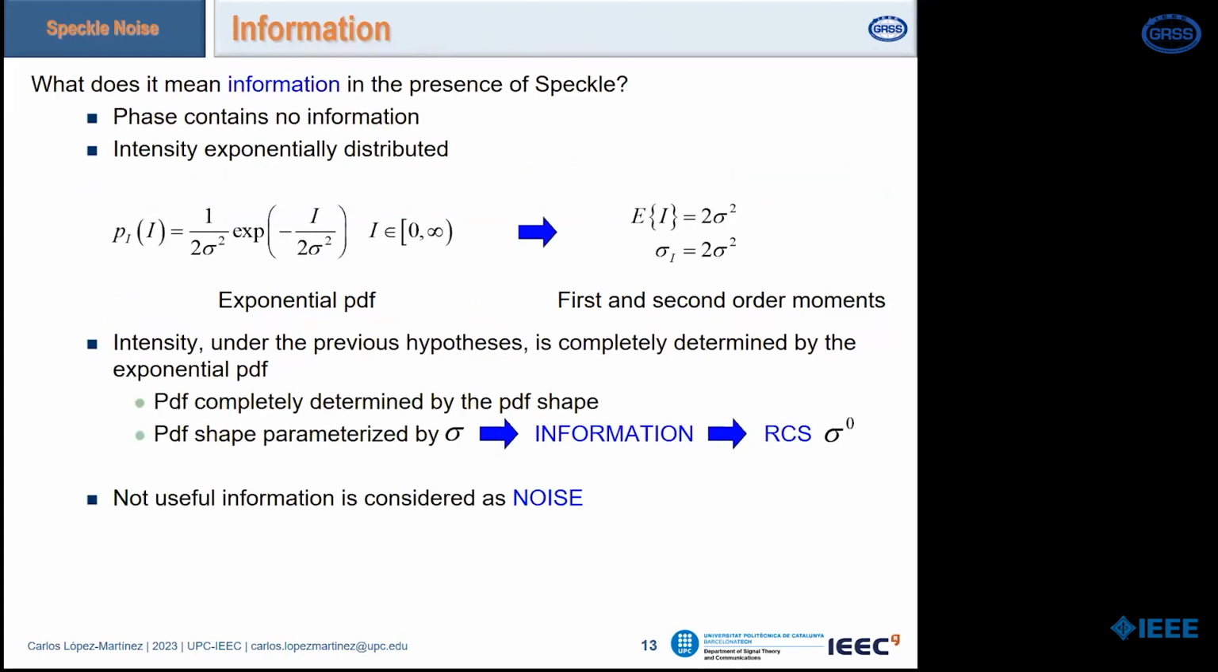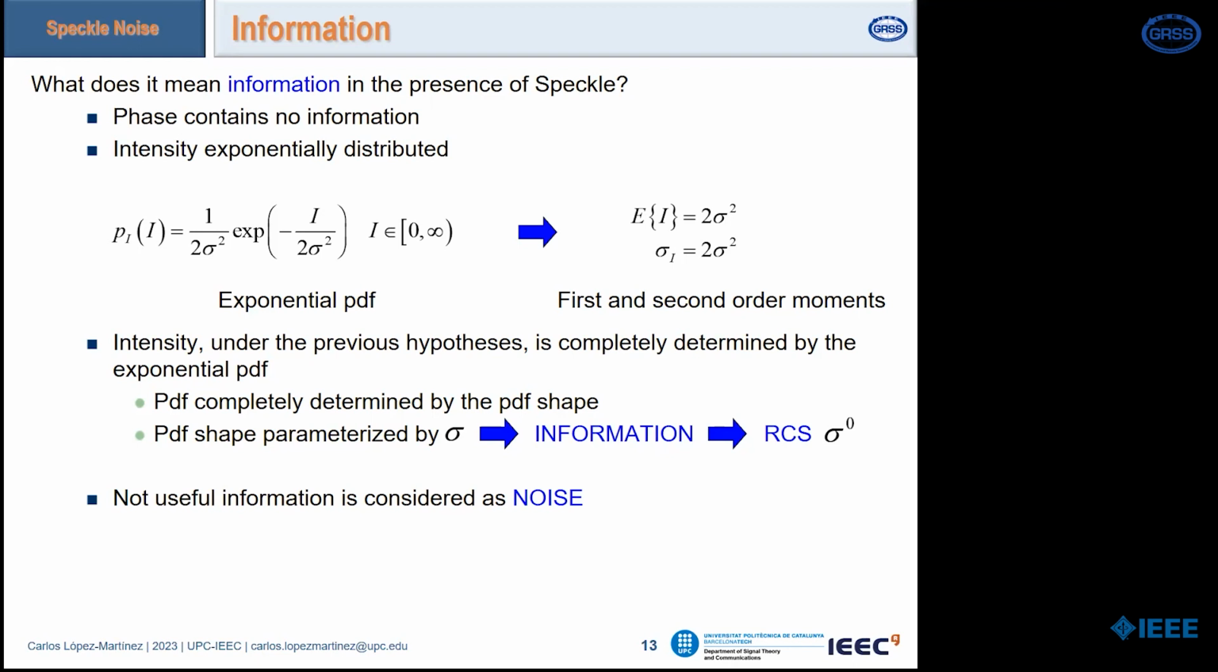Okay, so what is the information then? So let's go to intensity. Phase has no information, the intensity is exponentially distributed. So it's here. Okay, so therefore, if I take the different moments, the expectation has this value, which is 2 sigma square, and the standard deviation is also 2 sigma square.